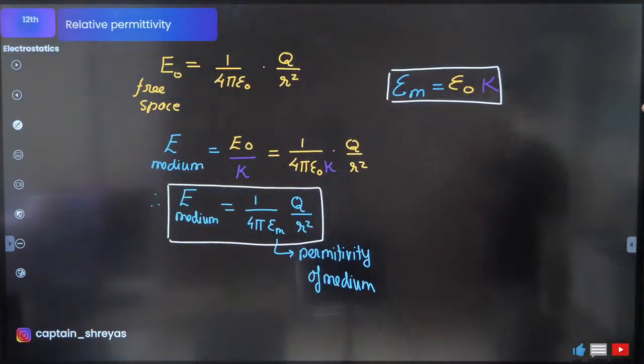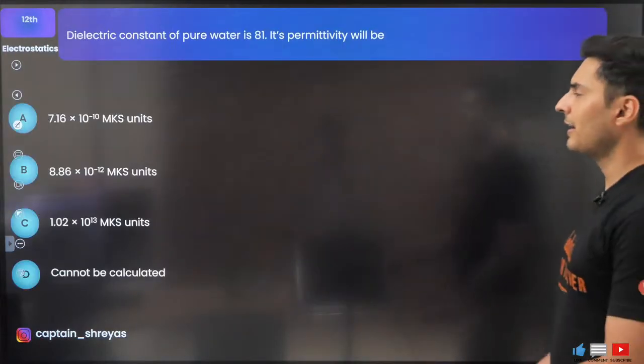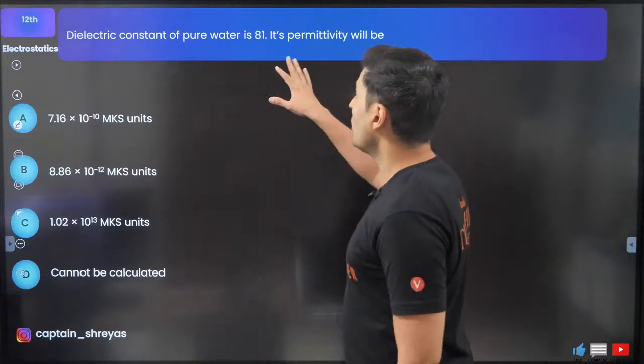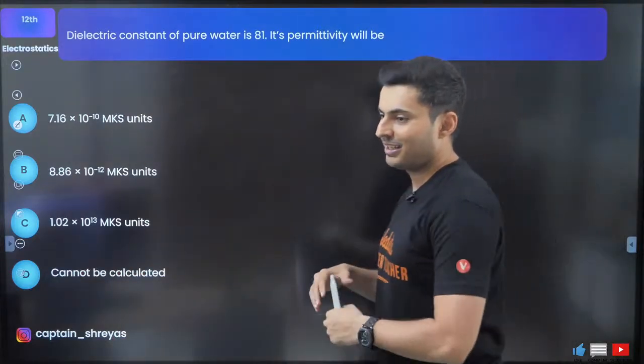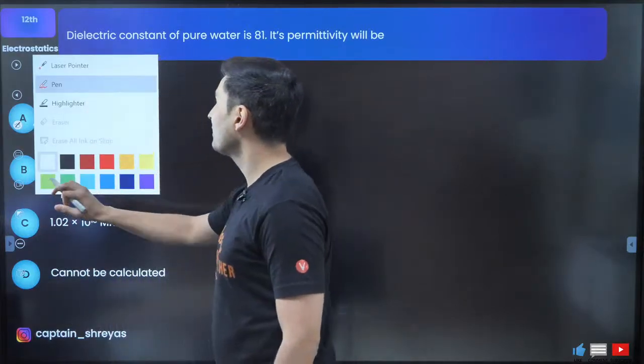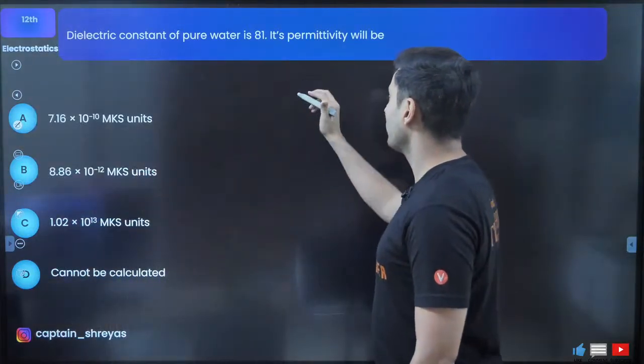Let's do some questions based on this, coming up on your screen right now. The dielectric constant of pure water is 81. What is the permittivity, guys? Come on, think about it quickly and try to answer. The dielectric constant is 81. What will be the permittivity?